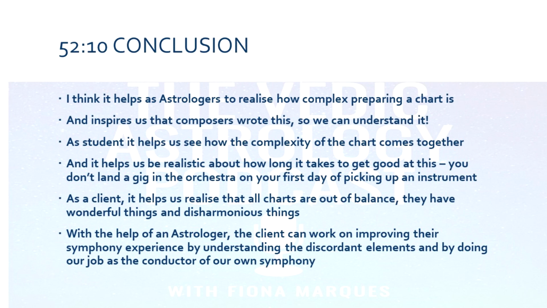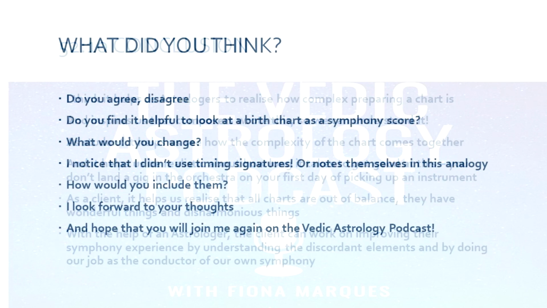And with the help of an astrologer, a client can work on improving their symphony experience of their life by understanding these discordant elements, and by doing our job as the conductor of our own symphony, bringing up those parts that are working well, knowing how to handle the discordant parts of our symphony. Sometimes it's going to be more practice. Sometimes it's going to be giving less energy to those parts and not getting sucked into what's not working with that part of the musical piece. Each case is going to be different, and this is something that the astrologer can work with you on.